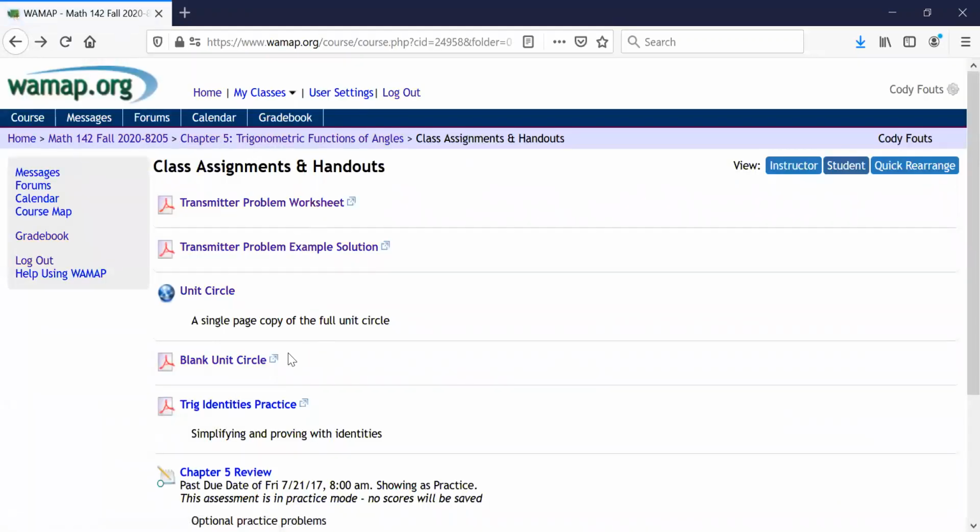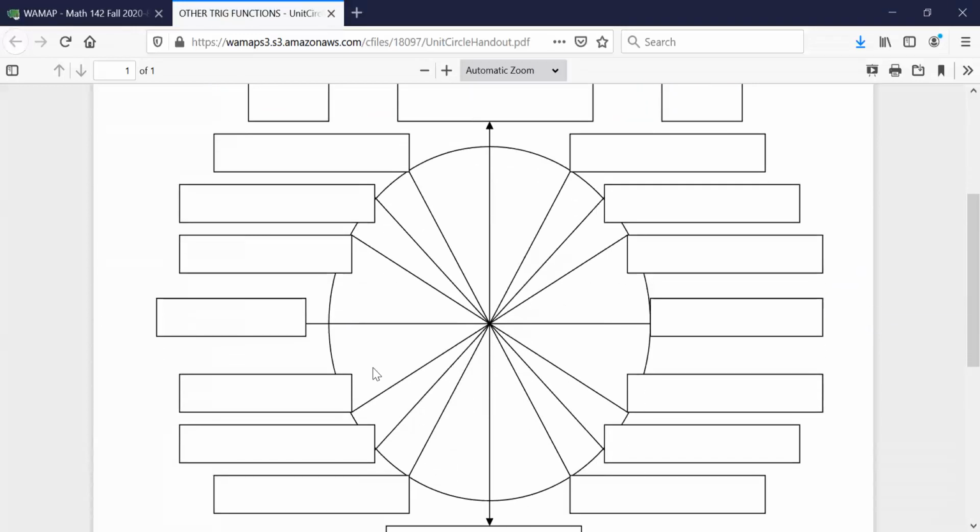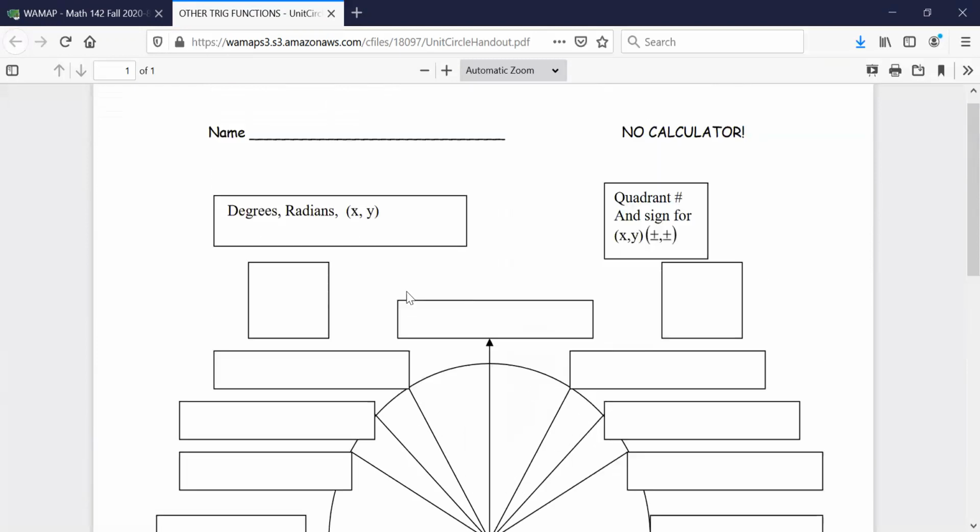Also in this folder, you'll notice right below that there's a copy of the blank unit circles. So if you have access to a printer and would like to print one out for yourself, or maybe just work on it on your touch screen device, you can do that.